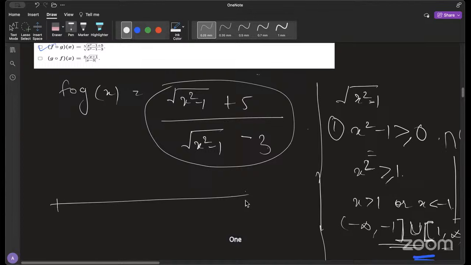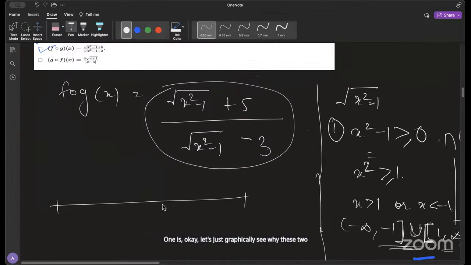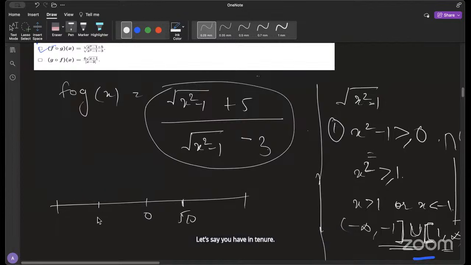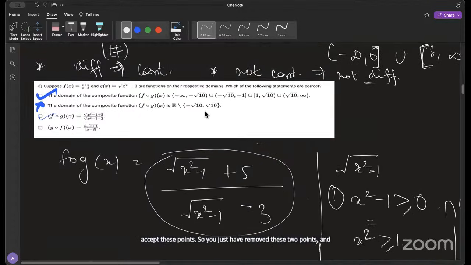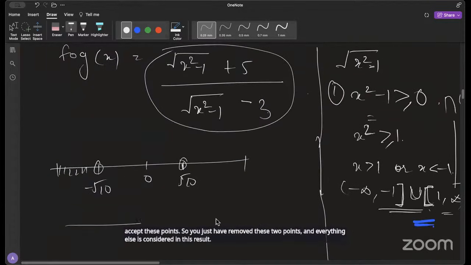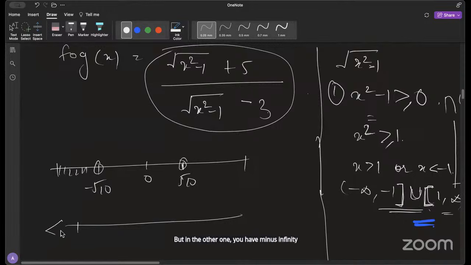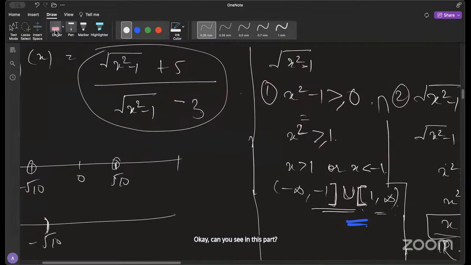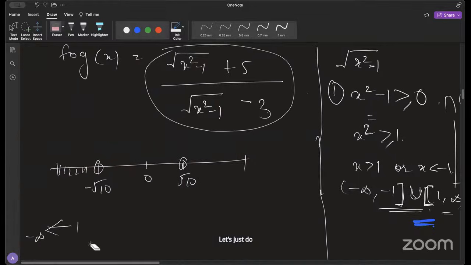Let's just graphically see why these two options are not the same. This is your real line, and then you have 0. Let's say you have root 10 here and minus root 10 here. So here you have everything on this real line except these two points. You just removed these two points and everything else is considered in this option. But in the other one, you have minus infinity to minus root 10. So you have considered till this part. Let's just do it in a simpler manner.